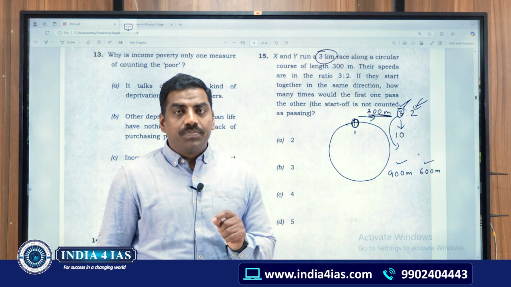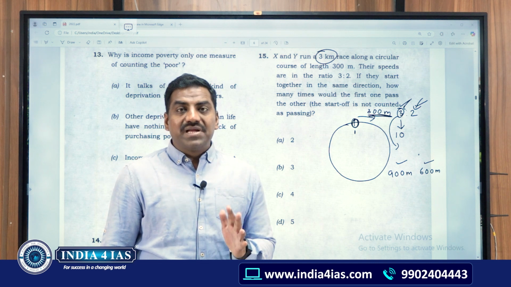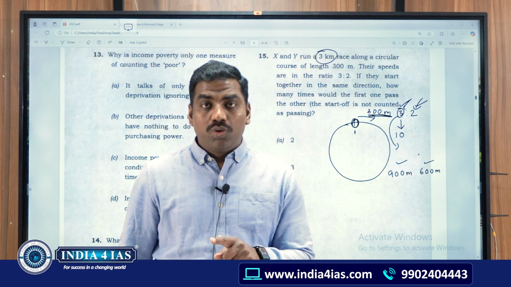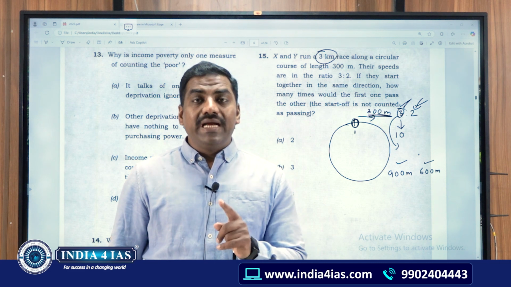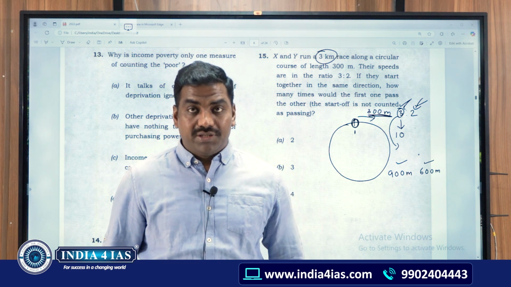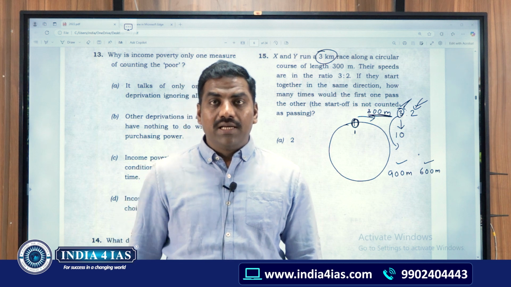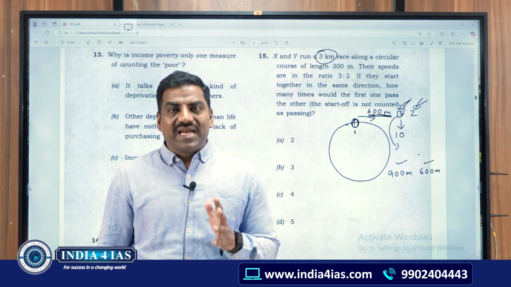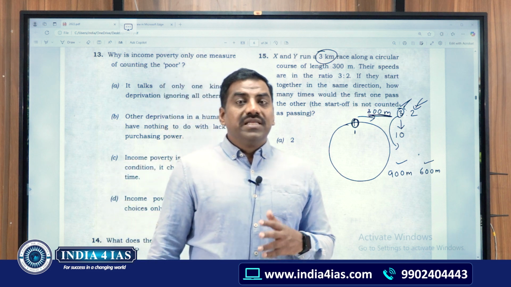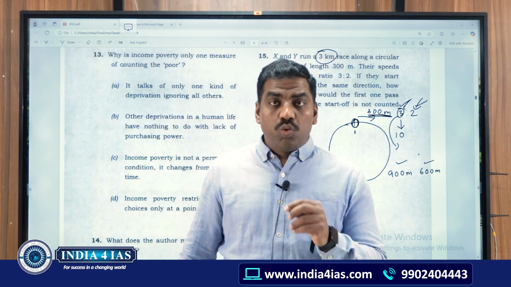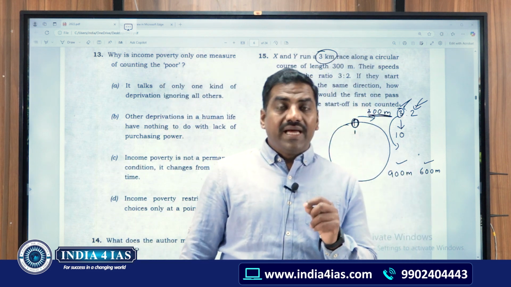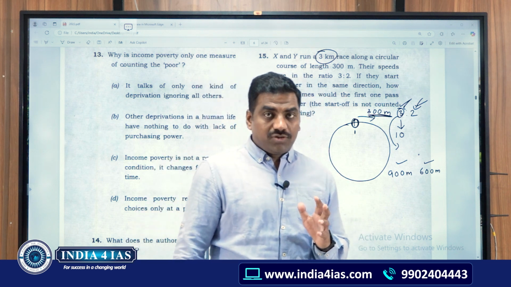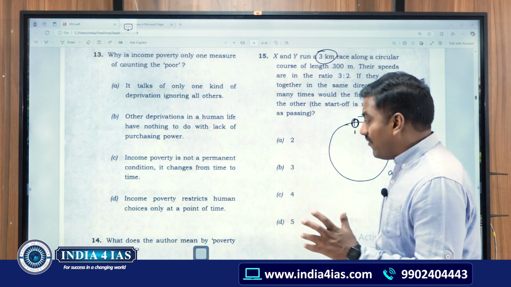I'll give one more clue. When the persons are running in the same direction, they will meet fewer times compared to the number of times they meet while running opposite to each other. So this is pretty much practical. You can observe this in your day-to-day routine. This is the general observation, general awareness.